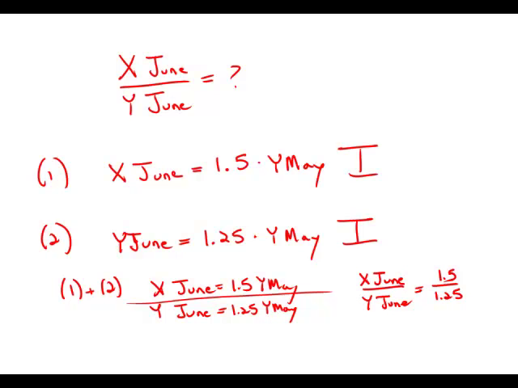Now we don't have to simplify that. It's enough to know that now we actually can figure out a numerical value for the ratio of X to Y. And so now we do have sufficient information. So combined, the statements are sufficient. Answer choice C.